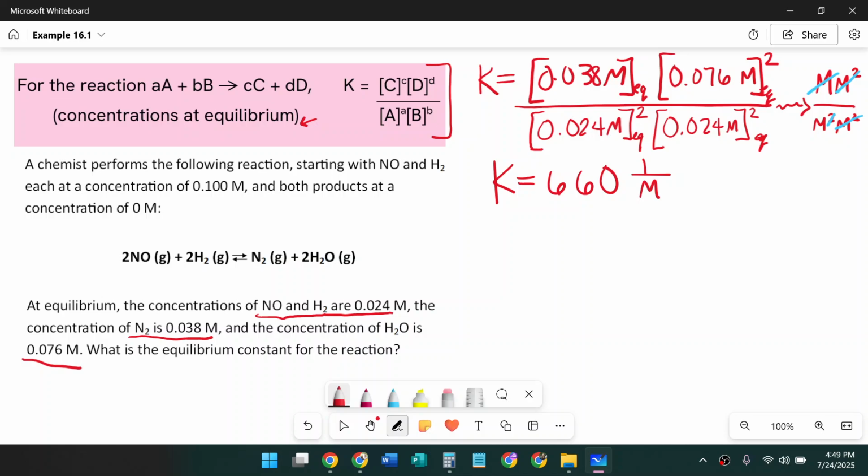Was there anything else in this thing I needed to point out? Nope, I think that's it. Okay, easy peasy. Just plug everything into the thing and watch your units.